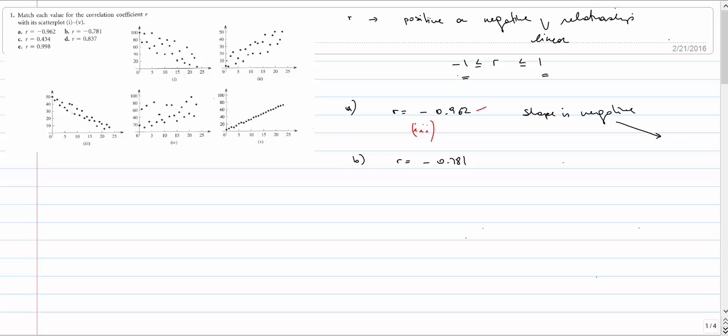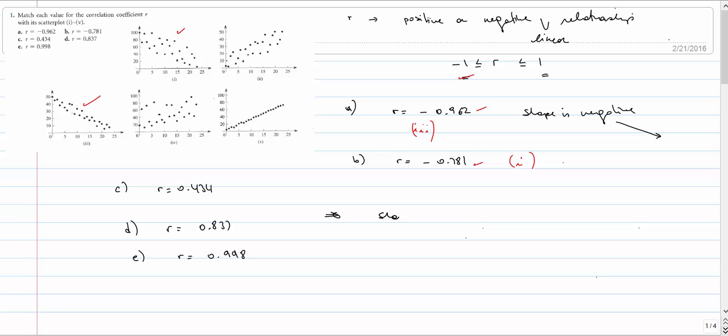because this value is closer to -1, which makes a stronger relationship, meaning the points are around a straight line that goes through all the points. And B will be, I would say, I, because the points are more scattered around. And C is R is 0.434, D is R is 0.837, and E is R is 0.998. So they're all positive.